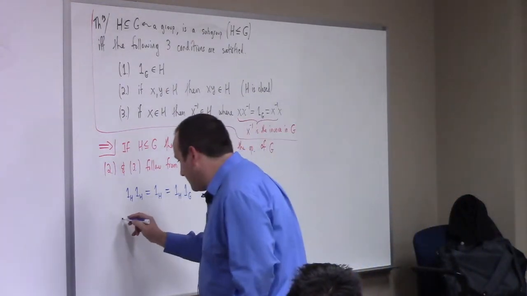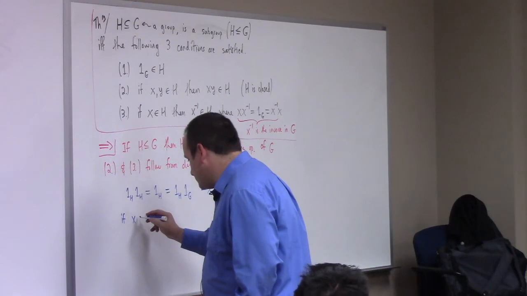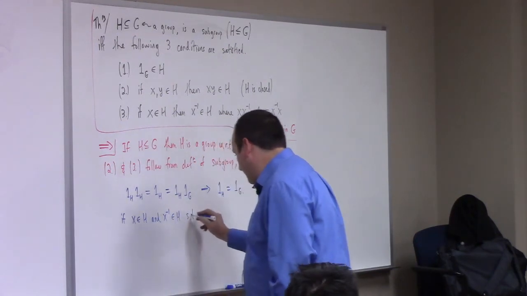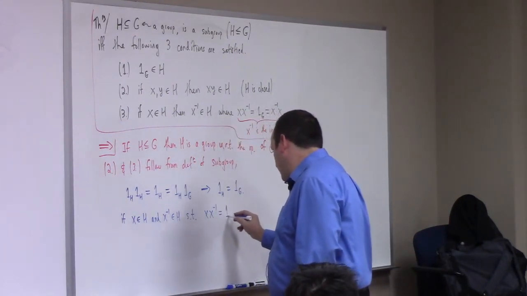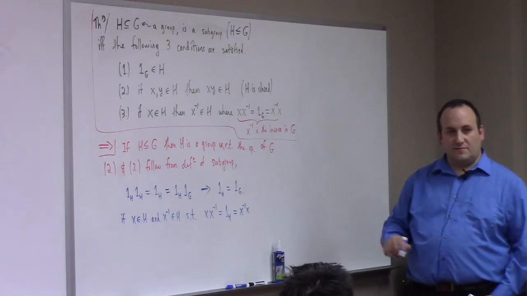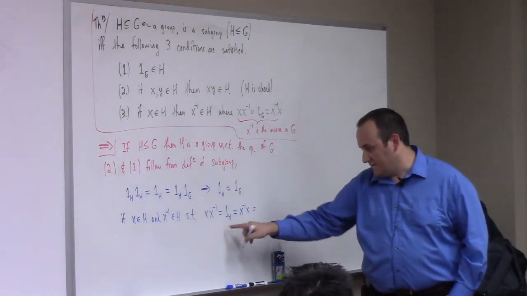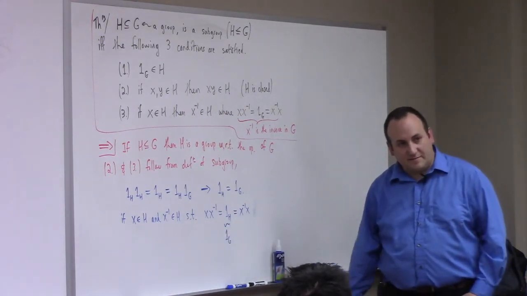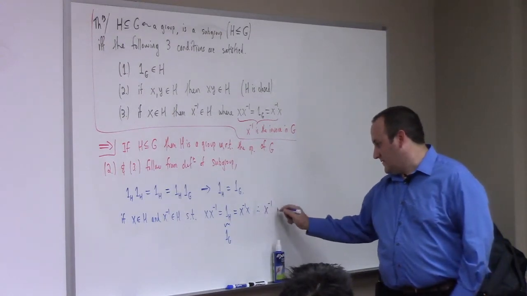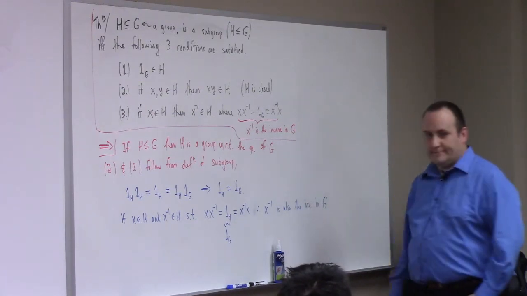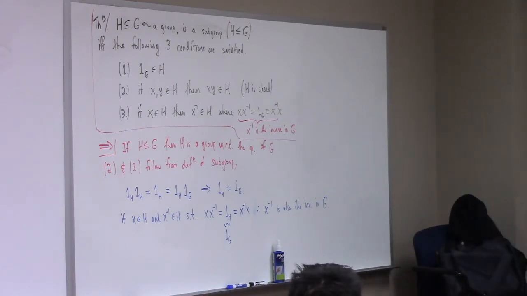And also, if we have that x is an element of H, and x inverse is an element of H, such that x x inverse is equal to 1_H, which is equal to x inverse x. Well, this is also, if I work in the middle here, 1_G, right? So what does that mean? X inverse is also the inverse in G, because it satisfies the needed condition to be an inverse in G. That's the forward implication of the proof.